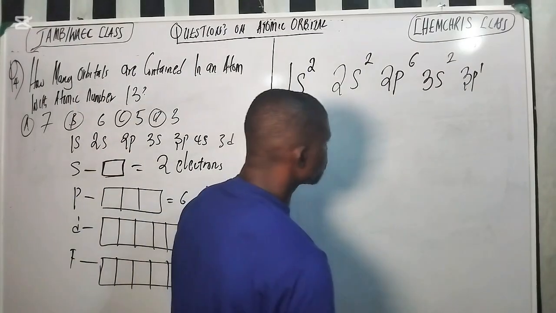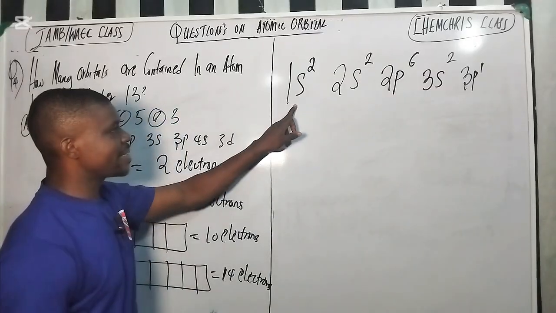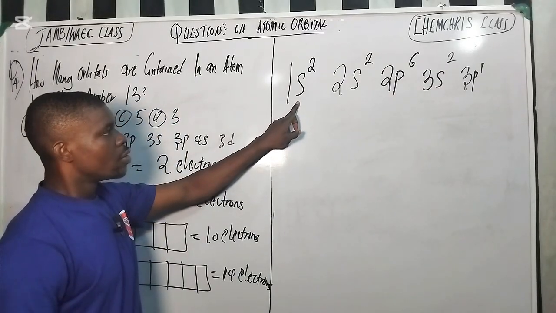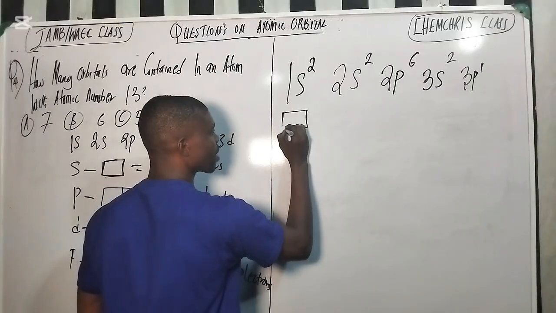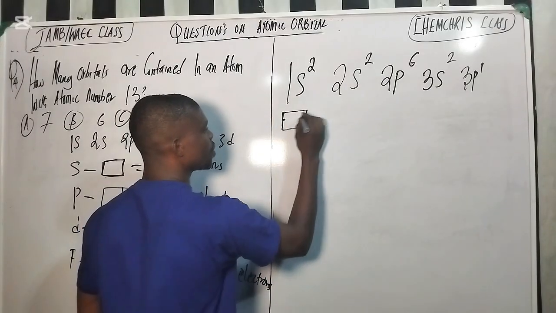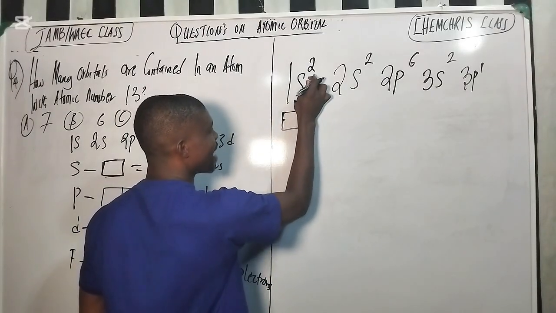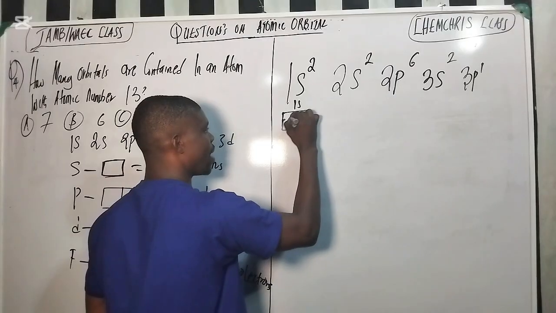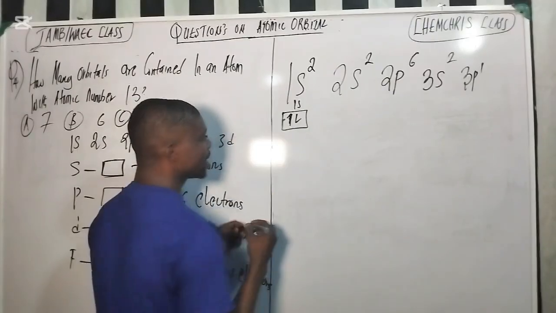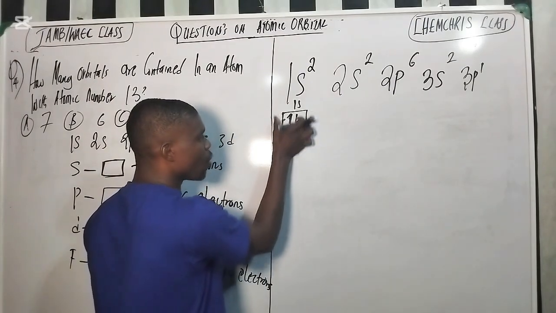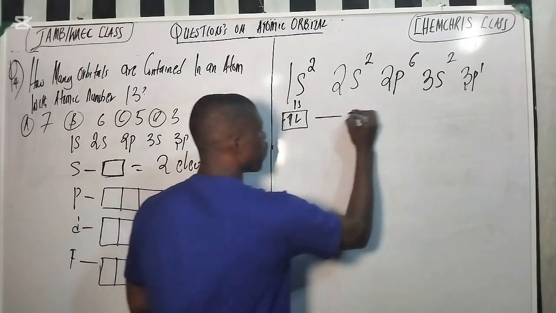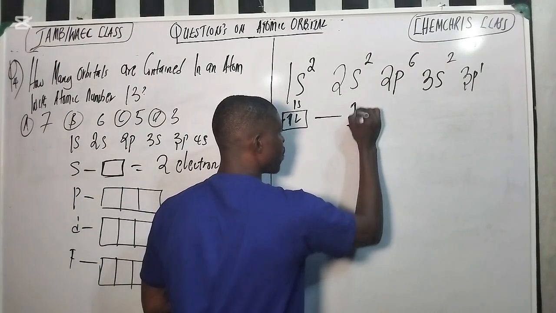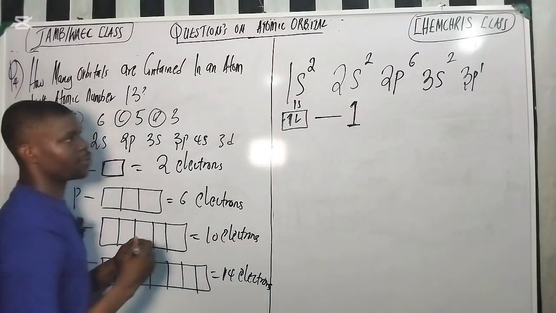Pay close attention. So if you look at it very well, this s only has 1 orbital, like this. So this one is 1s, right? How many electrons do you have here? Here we have 1 and 2. So this will only have 1 orbital. If you look at this one, it only has 1 orbital.